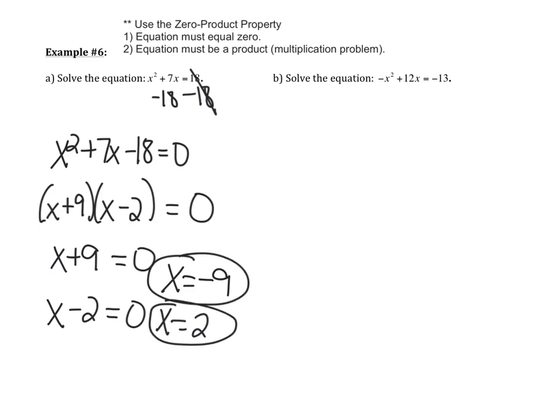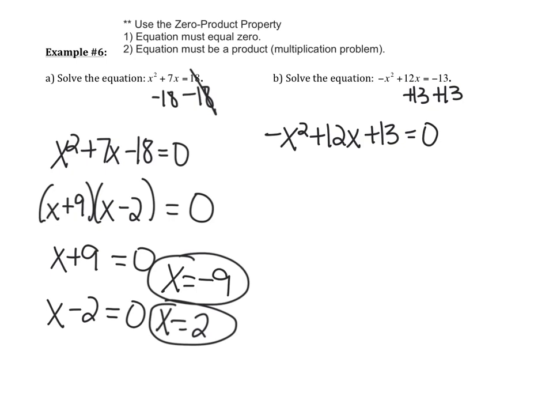Now let's move on to part B. Solve the equation. Negative x squared plus 12x equals negative 13. So remember, we're going to use the zero product property in order to solve this. So the first thing we need to do is set the equation equal to 0. So since it's a negative 13 on the right-hand side, I'm going to add 13 to both sides. Just like before, 13 is not a like term with the negative x squared or the 12x, so it's just going to be negative x squared plus 12x plus 13 equals 0.